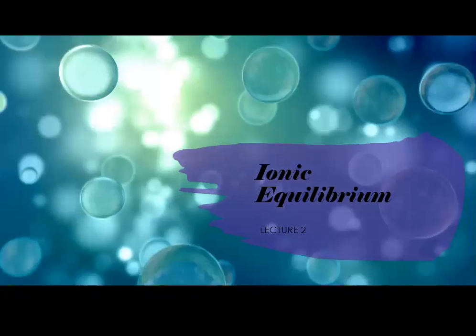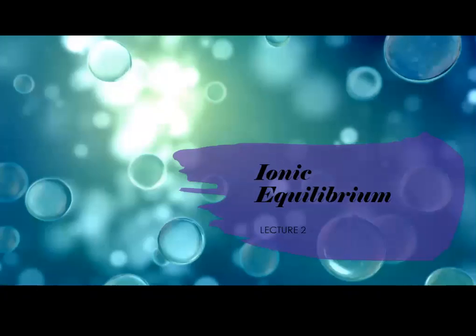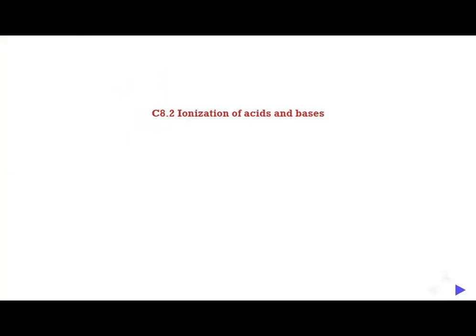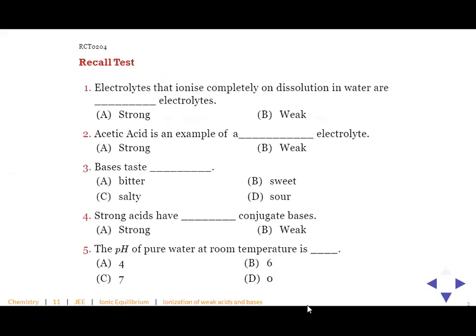Okay, everyone. Now, before starting the class, let's have a recall test. First one: electrolytes that ionize completely on dissociation or dissolution in water are dash. Very good, everyone. So many of you are saying strong. Second: acetic acid is an example of dash electrolyte.